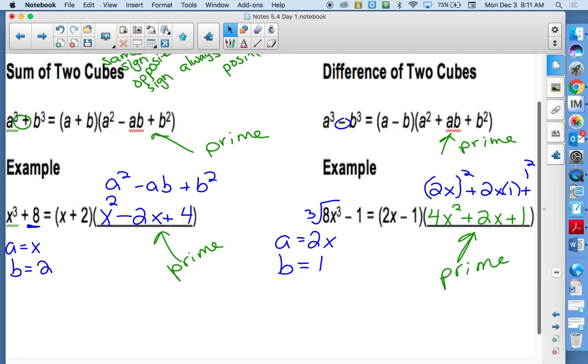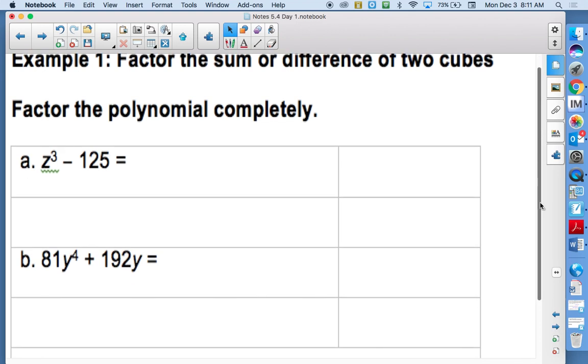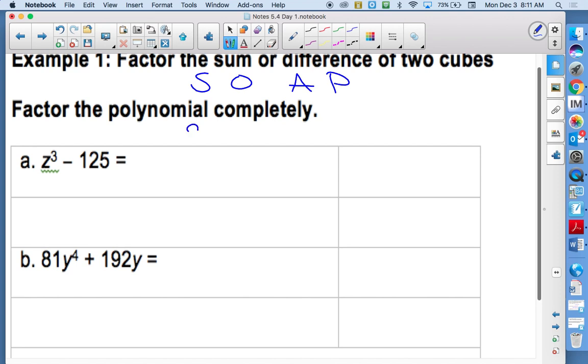So I believe down below are just some practice problems for us to look at, using the sum or difference. So the key thing here, we have to remember SOAP. The pattern is a plus b, a squared, ab, b squared.